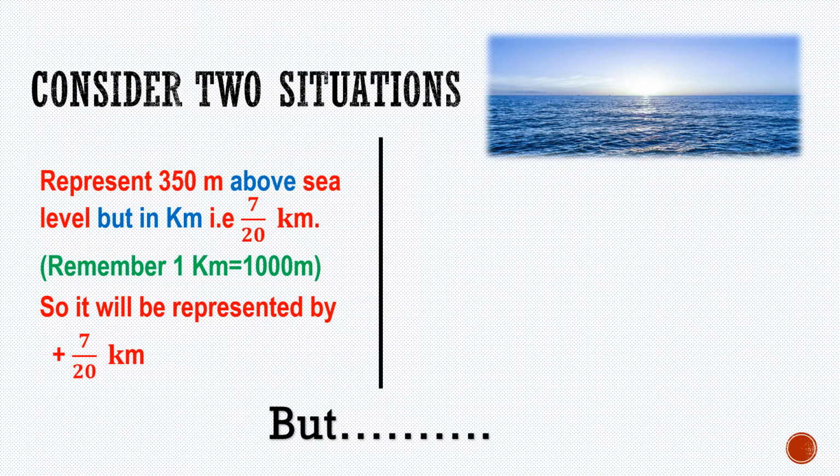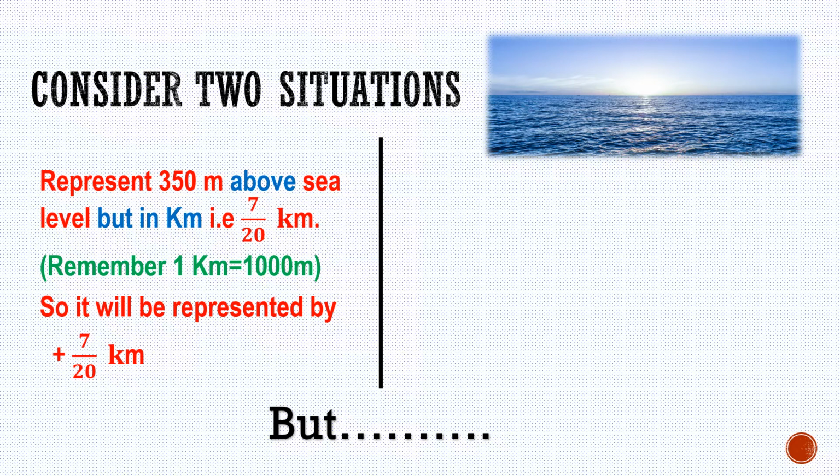Well, let us consider two situations. In the first situation, you have to represent 350 meters above the sea level, but in kilometers. Now remember the formula that 1 kilometer is equal to 1000 meters. So if I have to convert 350 meters into kilometers, I will divide it by 1000. So 350 divided by 1000, and then if I convert it into the standard form, meaning the lowest term by cutting, we will get 7 upon 20 kilometers.